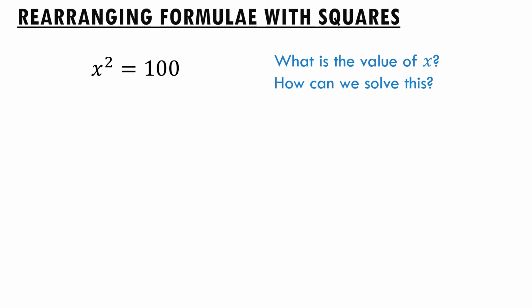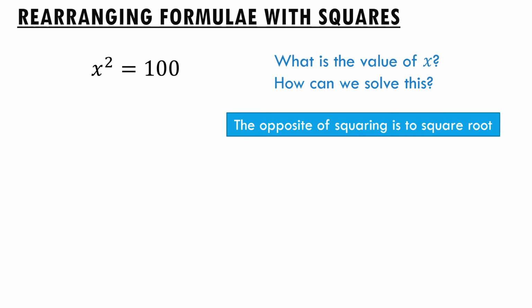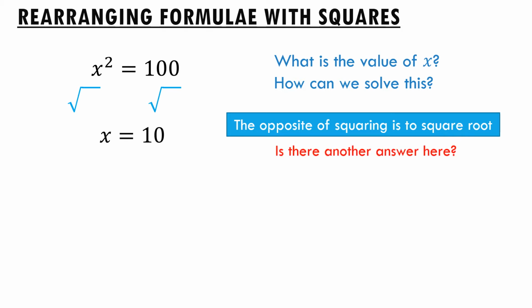So the next thing we're going to look at is rearranging formulae with squares. So if this question came up in your exam and it said x squared equals 100, how can we work out what the value of x is? How can we solve this equation? Now, hopefully we can think back to Pythagoras and various other things, and we know that the opposite of squaring is square rooting. So we're going to square root both sides, and by doing that, that gives me x equals 10. However, there is another answer here.